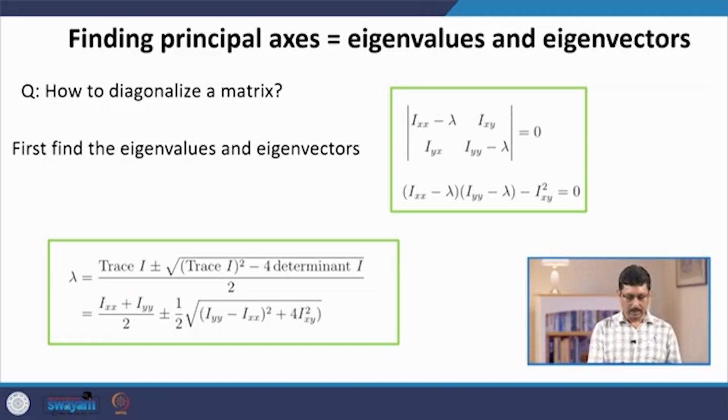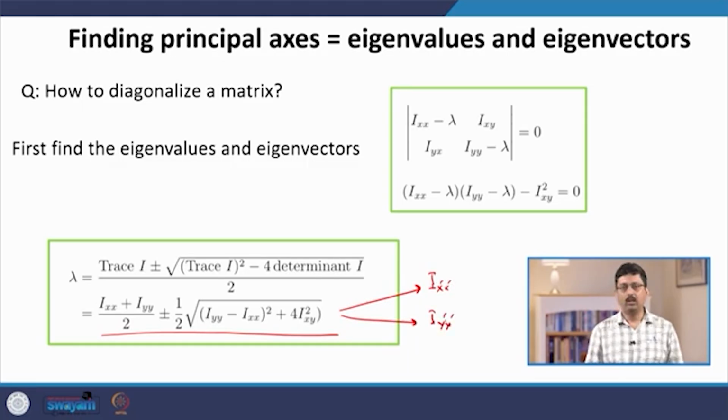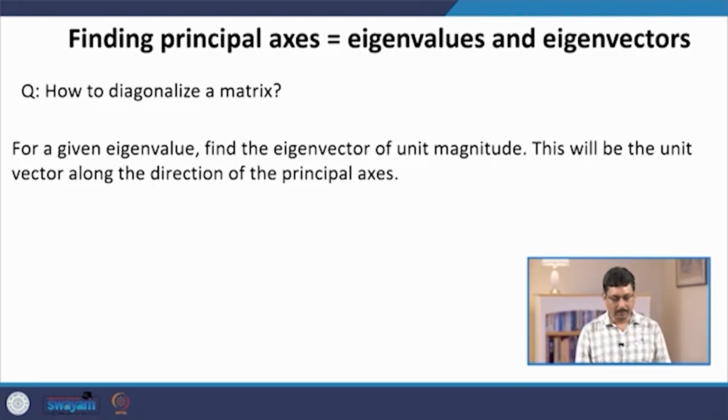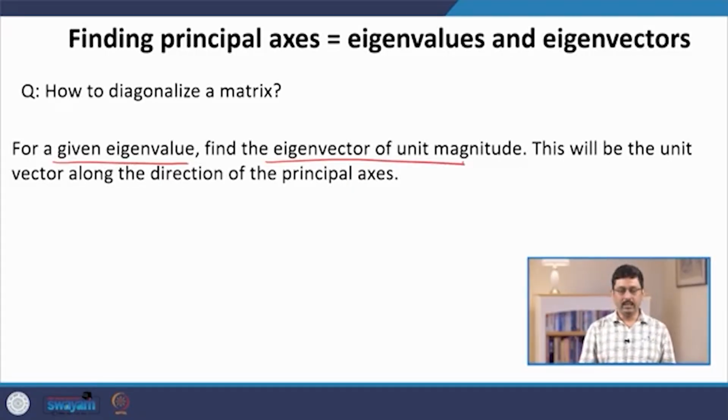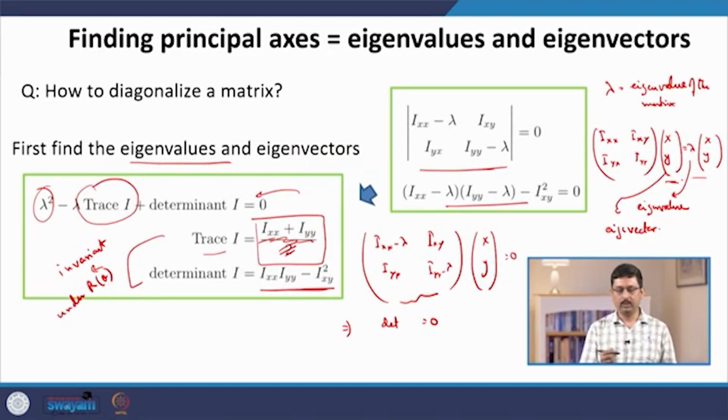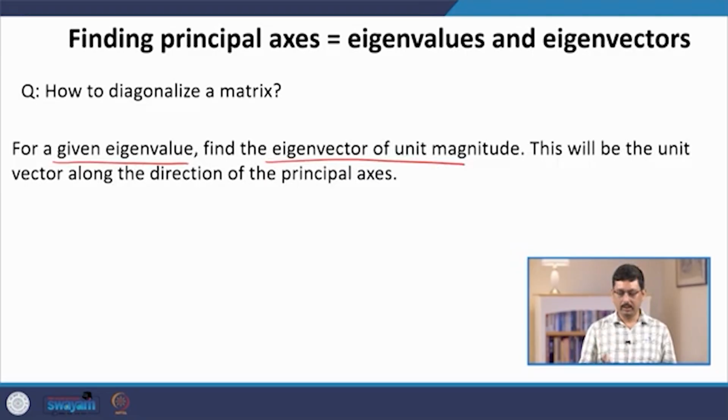So, we have two possible eigenvalues, and you can see that these two eigenvalues are precisely the moments of inertia of the object about the axes of symmetry. To summarize, this is the first step, and the second step is that for a given eigenvalue, we need to find the eigenvector, this particular vector. Once we find this eigenvector, this will give us the direction of the axis. If you take an eigenvector of magnitude 1, this will give us the direction of the principal axis of rotation. So, this is the procedure.